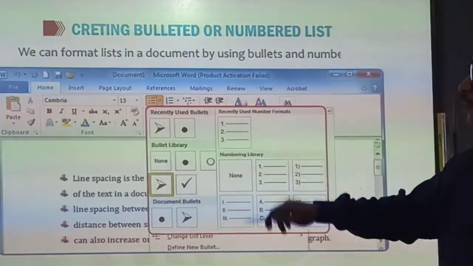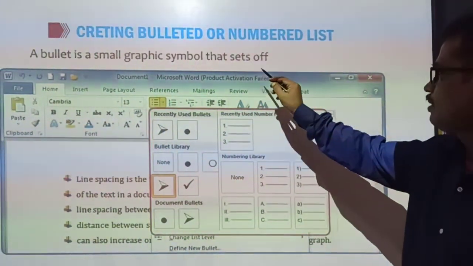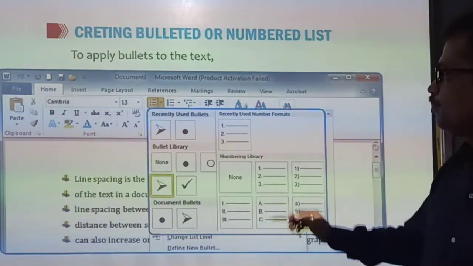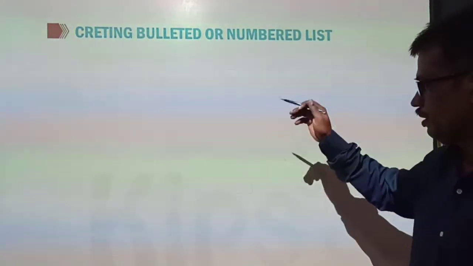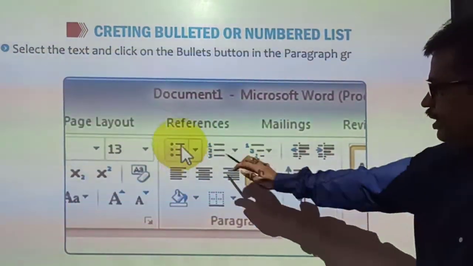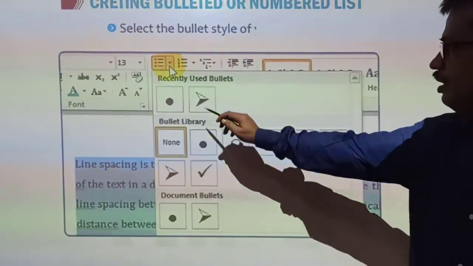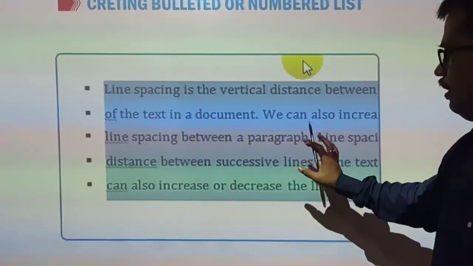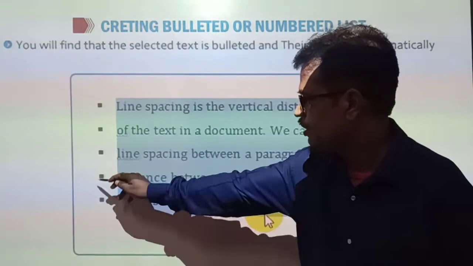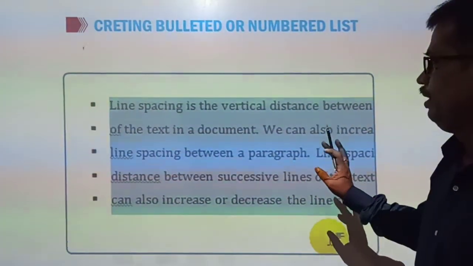Now see, a bullet is a small graphic symbol that sets off an item in a list. To apply bullets to the text, follow these steps. Select your text. Without selection, nothing can be done. This is the option for choosing the bullets. As you click here, this list will come. From there, after selecting, you can see these bullets. This is for making your list bulleted.